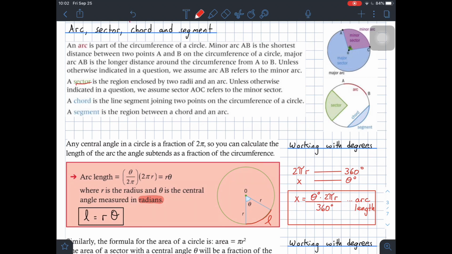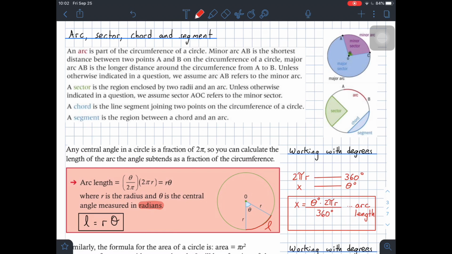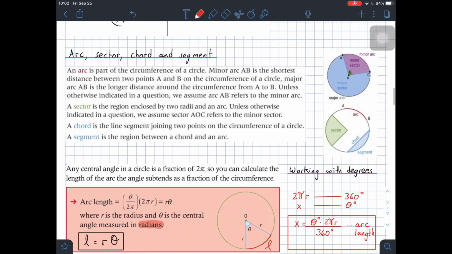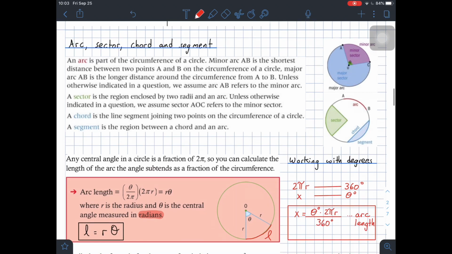Then, what is a sector? A sector is a region enclosed by 2 radii and an arc. Unless otherwise indicated in a question, we assume sector AOC refers to the minor sector. So the sector would be all of the purple shaded area. This is a sector. The arc is only the external part of this, while the sector is all of the area inside, like cutting a piece of pizza. That would be the sector of a circle.